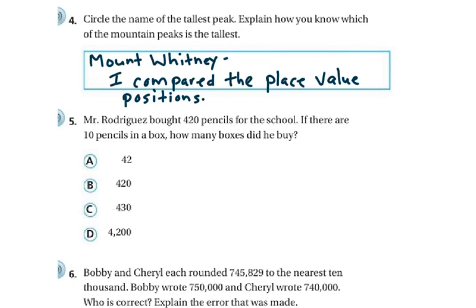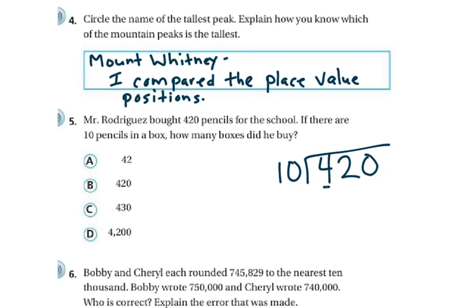Number 5. Mr. Rodriguez bought 420 pencils for school. If there are 10 pencils in a box, how many boxes did he buy? Well, if he's got 420 pencils, and in each box there's 10 pencils, then I'm going to divide that, right? Because if there's 10 pencils in a box and I divide that, then I'm going to know how many boxes there were.